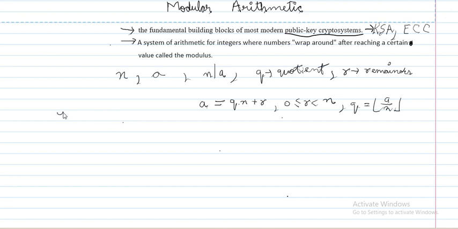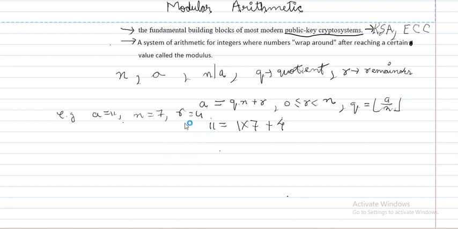For example, a is equal to 11, n is equal to 7, r is equal to 4. So we can write 11 is equal to the quotient 1 times 7 plus the remainder 4. And we can define this remainder as a mod n. So we define a mod n to be the remainder.